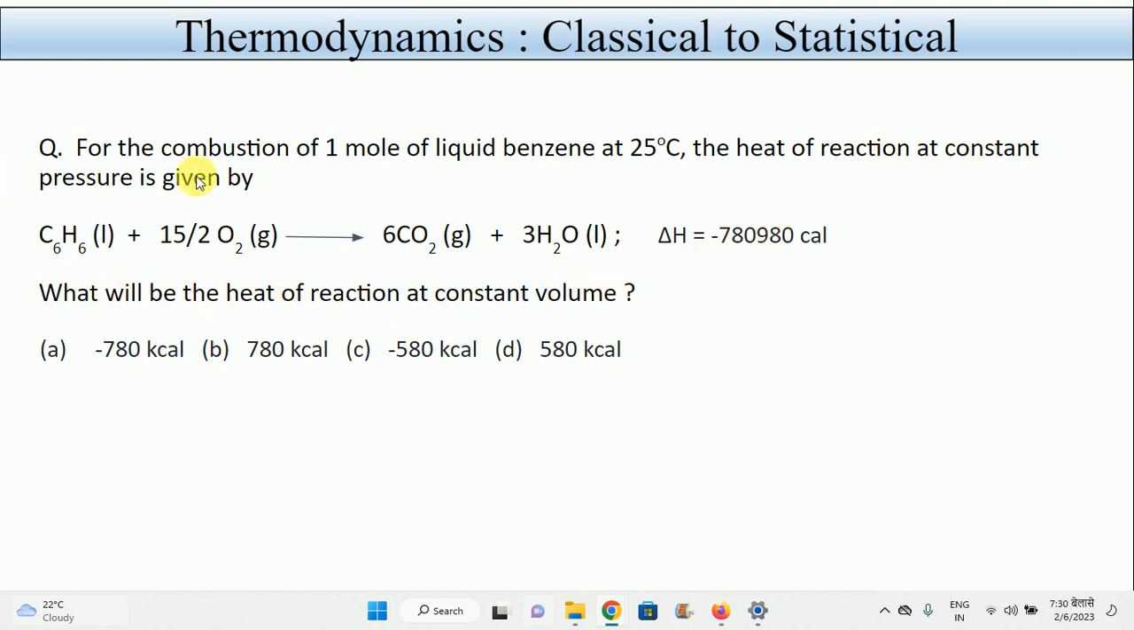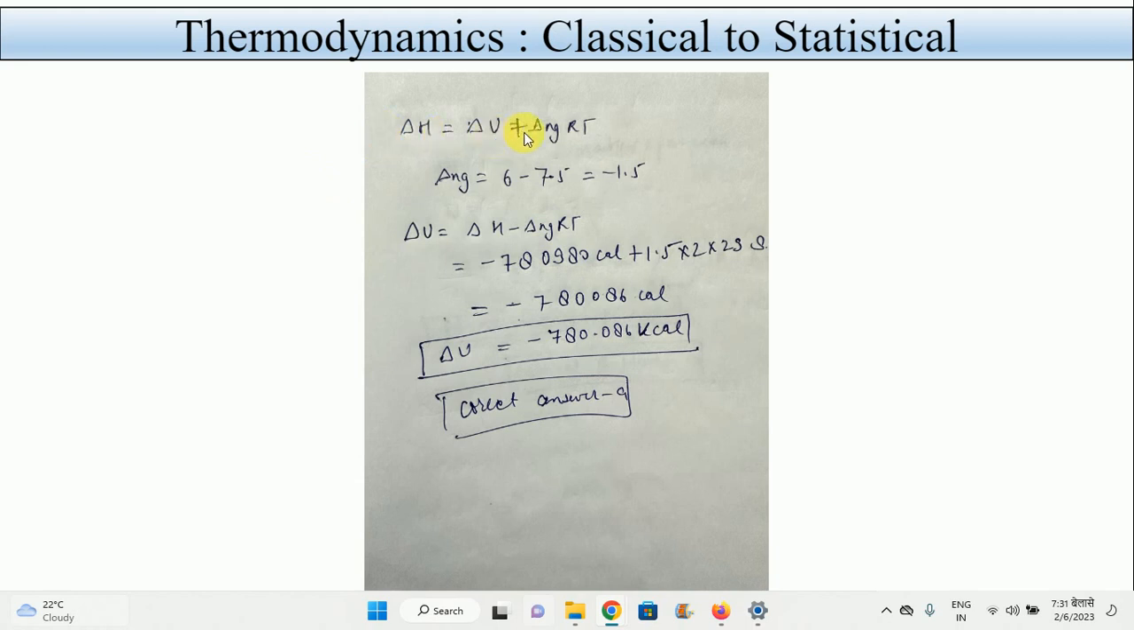Heat at constant pressure is nothing but delta H, and heat at constant volume is nothing but delta U. So we can calculate it by the equation delta H is equal to delta U plus delta Ng RT. We can neglect the liquid one, so we only need to calculate delta Ng. Delta Ng is equal to 6 minus 15 by 2, that is 7.5, that is equal to minus 1.5.